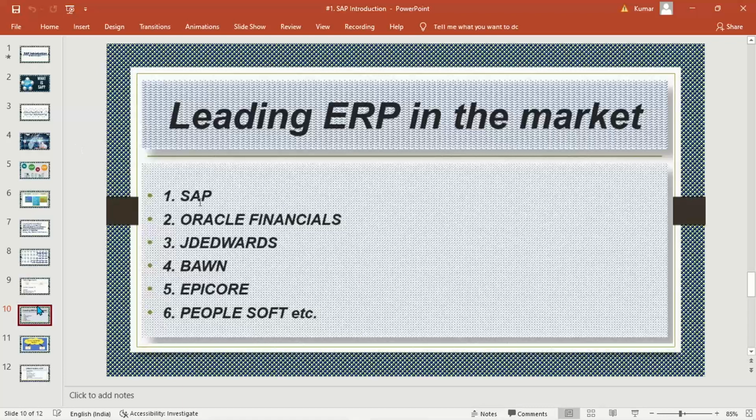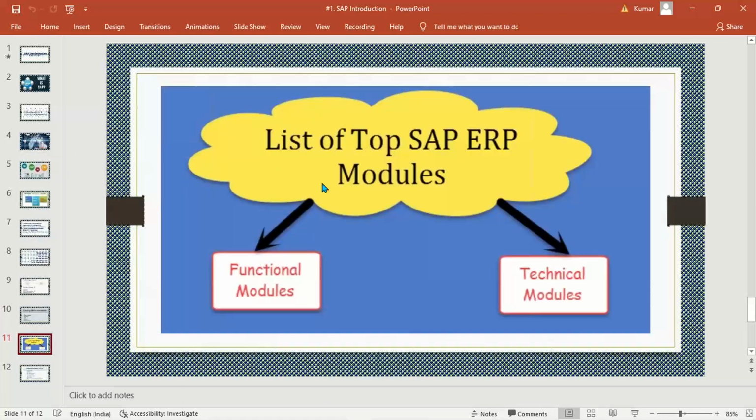Now, I'll just list the top SAP ERP modules. Guys, if you talk about SAP, it doesn't mean that we are going to learn each and everything in SAP, because SAP is segregated into various different modules. The way we have different subjects in colleges, we have science, arts, commerce. Segregations are there, right?